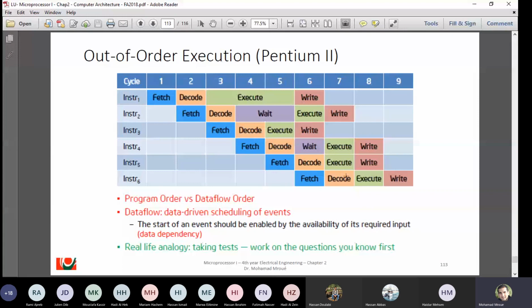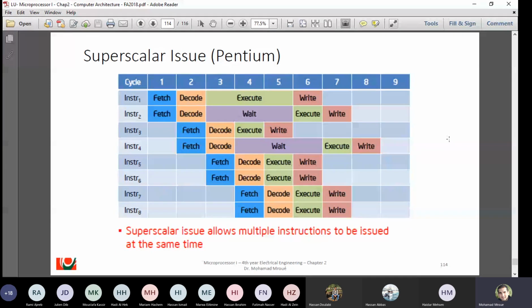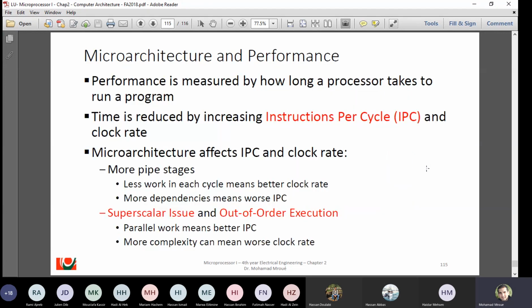So of course here we are able to execute 2 tasks in parallel. So in that case, in the architecture we have, the ALU, for example, could have 2 cores, or 2 ALUs operating in parallel. Superscalar issue allows multiple instructions to be issued at the same time. Okay, so we fetch 2 instructions, decode 2 instructions, execute 2 instructions, and write at the same time.